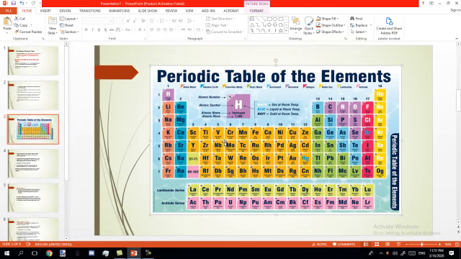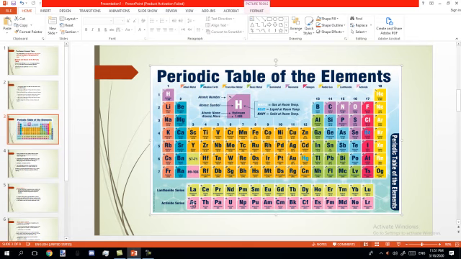And what about the periods? Let's count horizontally in the rows. Now we have 1, 2, 3, 4, 5, 6, 7. So we have 7 periods. So the modern periodic table has 18 groups and 7 periods.